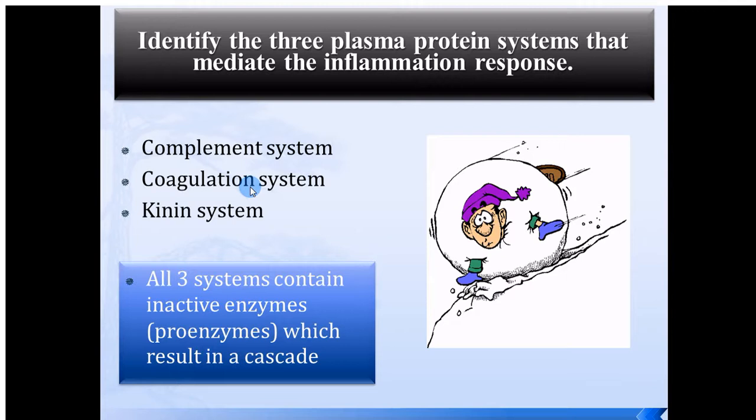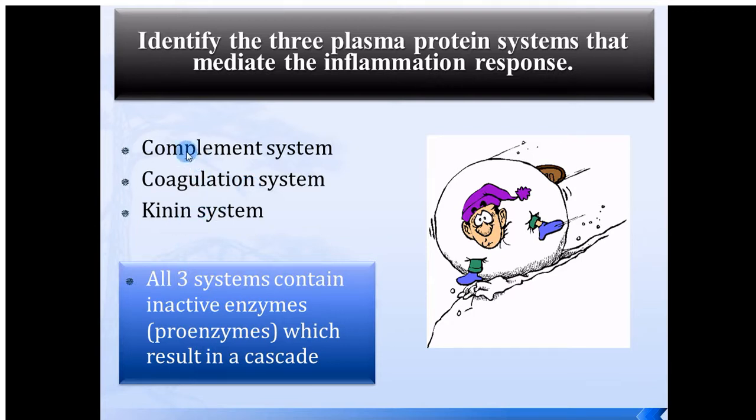And then the kinin system, the last one, it's primarily there as vasoactive. So bradykinin is going to be the key chemical, and we'll talk about it in 2 slides from now. But anyway, it's vasoactive. It causes blood vessel dilation and smooth vessel contraction. So it works a lot like histamine does.